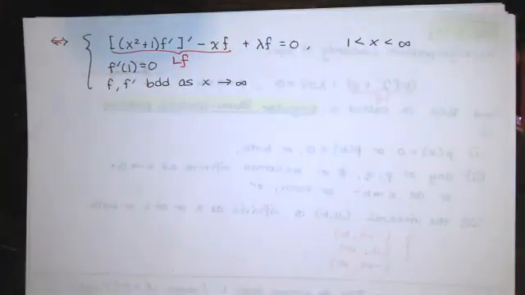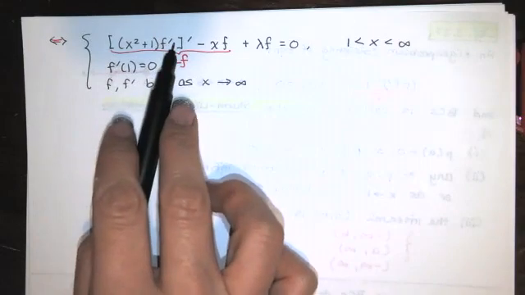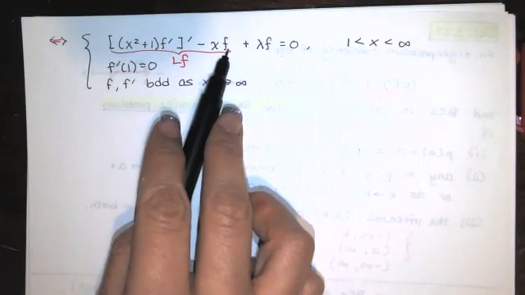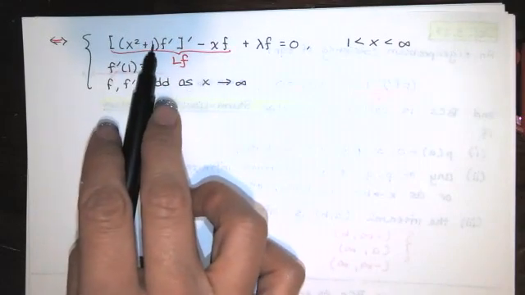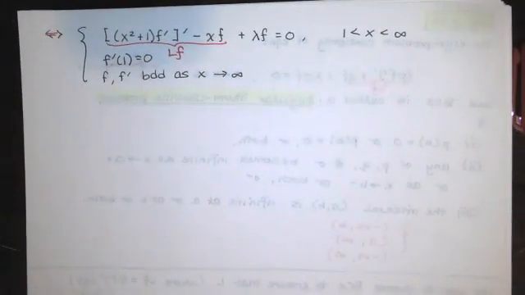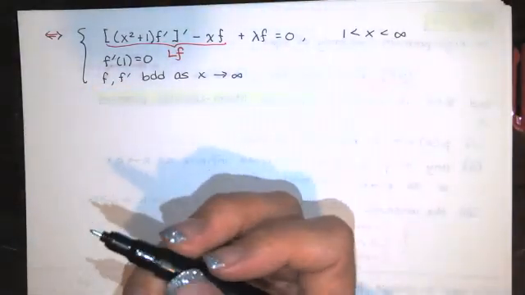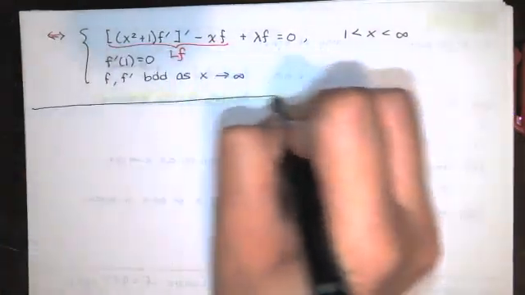This right here is our operator L. L applied to F is P times F prime prime plus Q times F. In this case, P of X is X squared plus 1 and Q is negative X. So this, we can see now, fits that form of a singular Sturm-Liouville problem exactly.